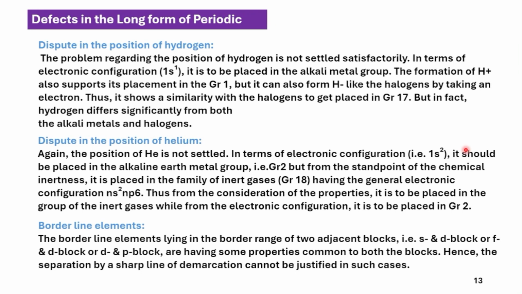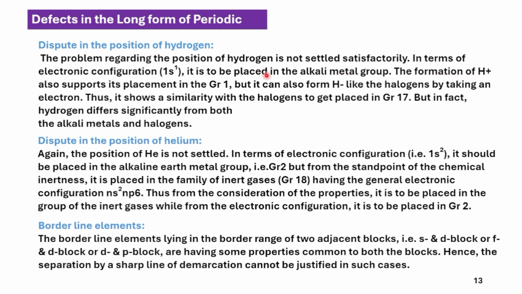Now let's see some defects in the long form of periodic table. So the first one is dispute in the position of hydrogen. The problem regarding the position of hydrogen is not settled satisfactorily. In terms of electronic configuration, 1s1, hydrogen has only one electron, which is in the 1s orbital. So it is to be placed in the alkali metal group.